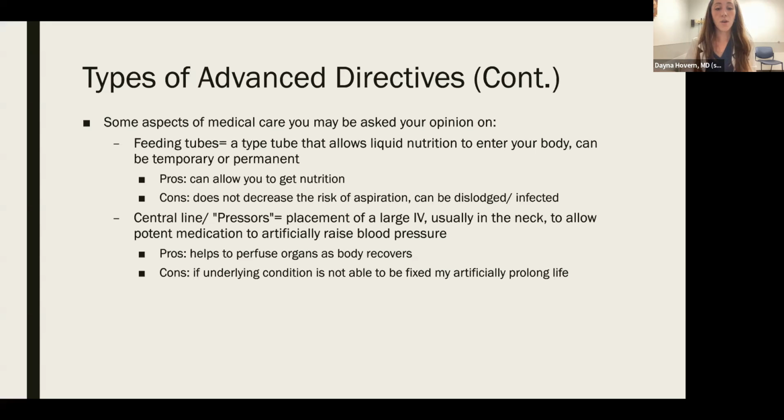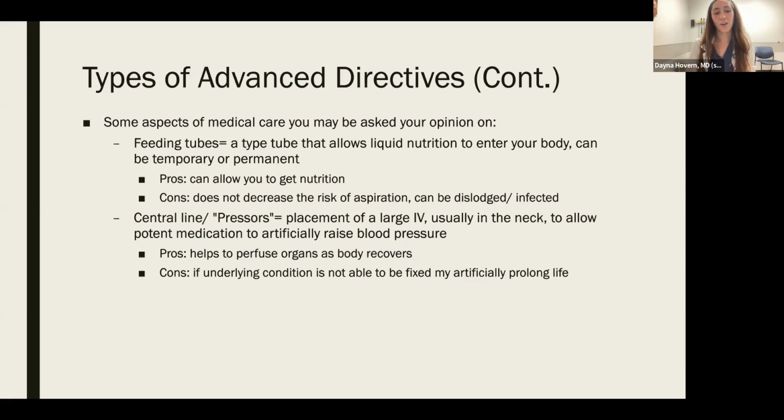The cons are that it is another procedure to get this type of tube placed. And the tube itself can have complications. They can become dislodged and have to be repositioned. They can also become infected. And ultimately, when people get these types of permanent feeding tubes placed, they don't really get rid of that risk of aspirating or the food refluxing up into our lungs and causing infections.